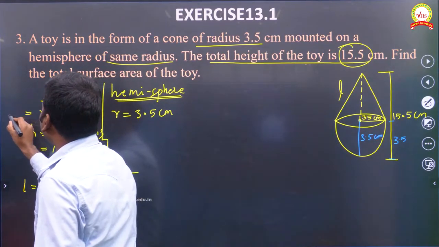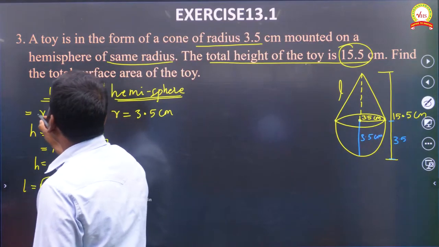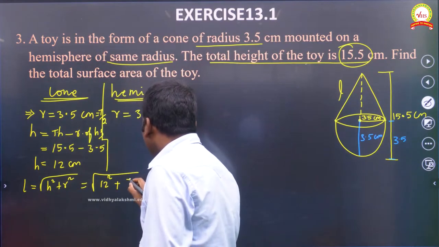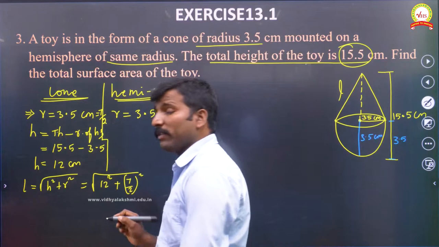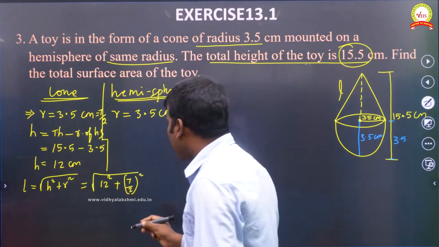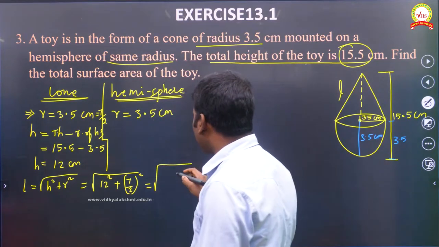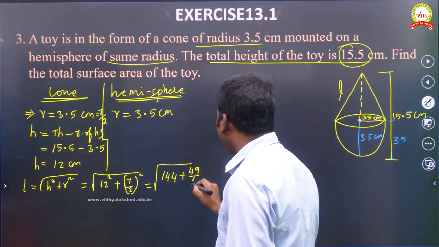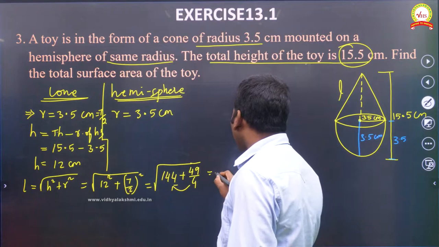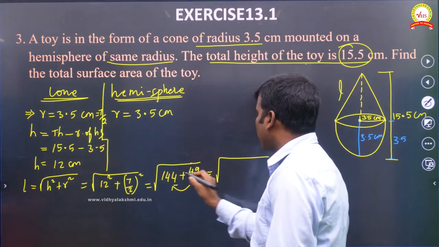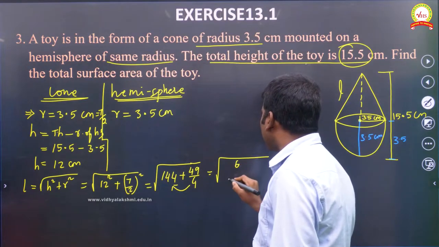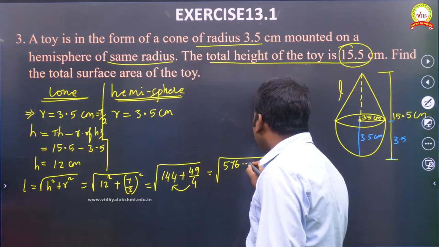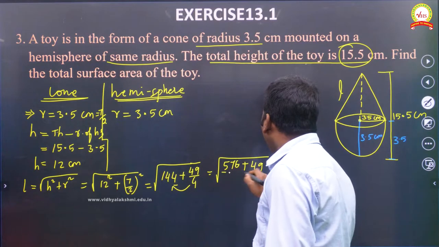3.5, which I can write as 7/2. So 7/2 the whole square. I'm not going with the decimal value, I'm going with the fractional number, right? Now apply the power: 144 when you square the 12, and 7 squared value 49, divided by 2 squared value 4, take the cross multiple like this. Now what I'm getting for this: 144 into 4 is 576, plus 49, whole divided by 4.